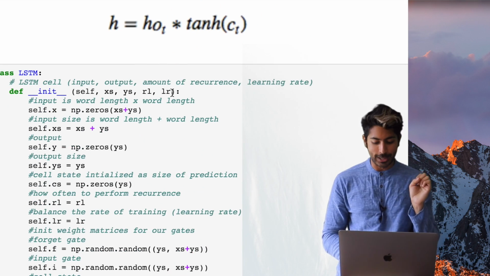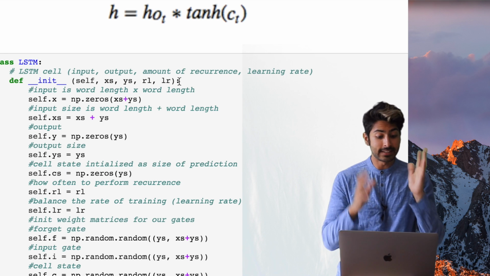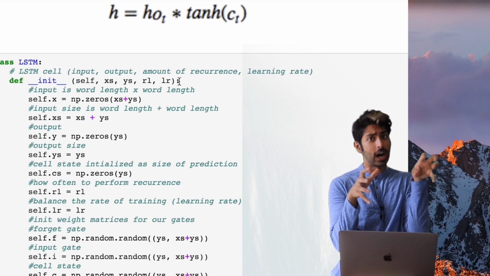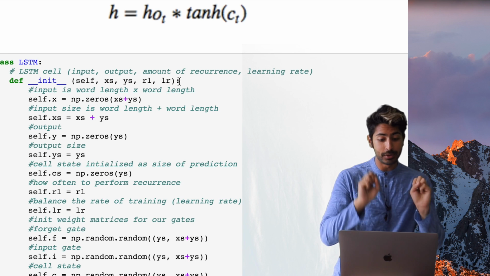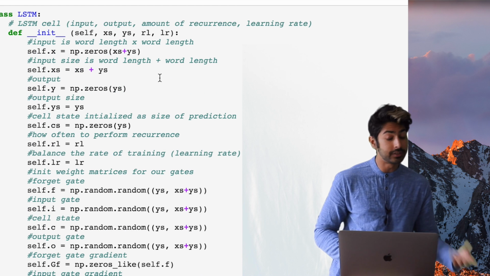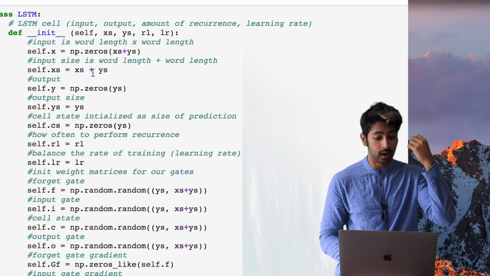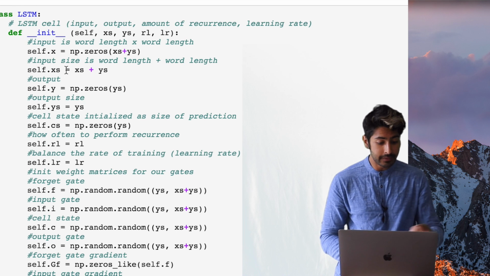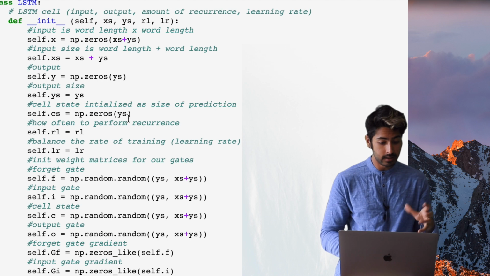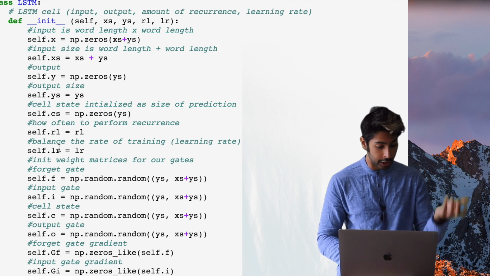Now for our LSTM cell. For our LSTM cell, we've given it the same parameters as we did for our recurrent network. It is, after all, a mini network in and of itself. So we gave it the inputs, the outputs, the amount of recurrence, and the learning rate. And so what we'll do is very similar at the start to what we did for our recurrent network. We'll initialize our input, the size of it, our output, the size of it, and then our cell state is going to be empty. How often should we perform recurrence? We'll initialize that variable, our learning rate as well.